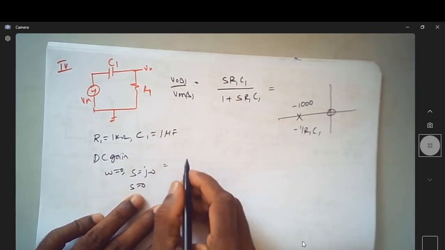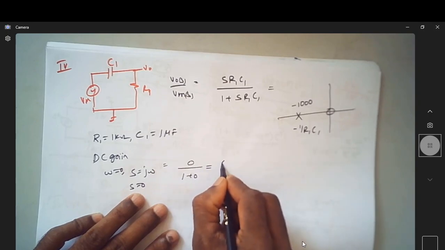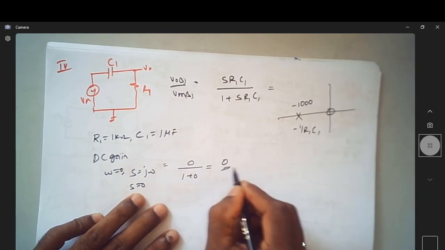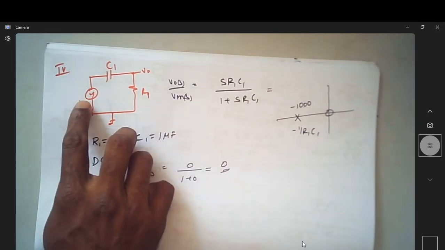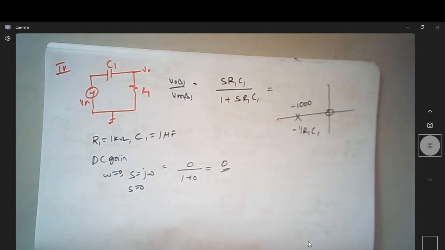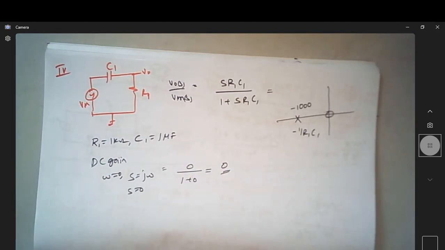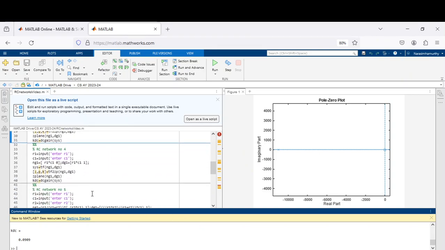If you substitute S as 0, it becomes 0 by 1 plus 0. So this happens to be 0. So DC gain of this is 0. That is, if the frequency is 0, the output is also 0. Let me just go to my MATLAB code. Let me take the fourth circuit.